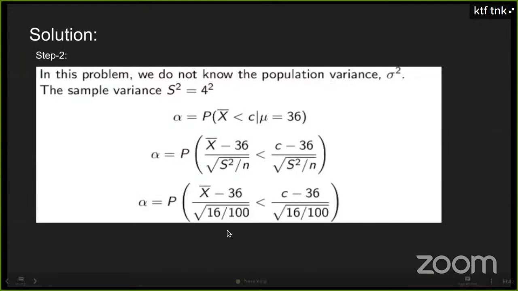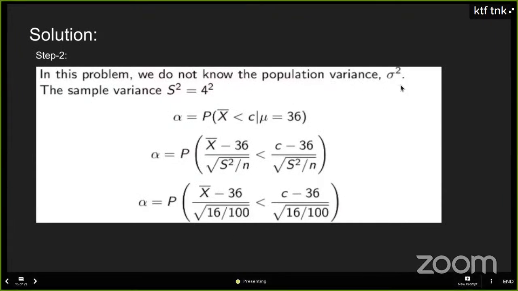In this problem, we don't know the population variance. We know the sample variance. Alpha is equal to the probability that X bar is less than C, given that mu equals 36. So X bar minus 36, divided by root of S square by n, and the same operations are performed on the right side. So it will be C minus 36 divided by root of S square by n. This belongs to the T distribution.